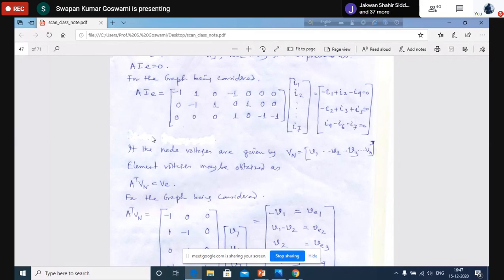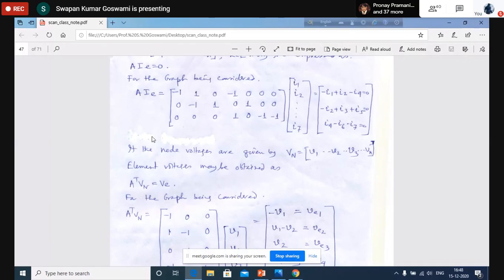Am I correct? When you use nodal analysis technique, what are the variables of this nodal analysis techniques? When we use nodal analysis, what are the variables? Node voltages are the variables. Am I correct? Can you understand? Yes, sir. Okay, node voltages are variables. So if you solve the network using nodal analysis technique, you will have the values for node voltages.